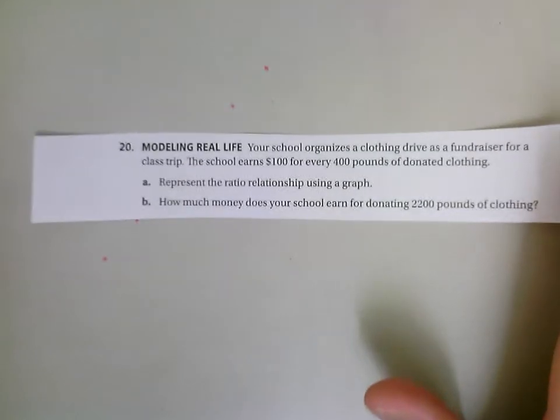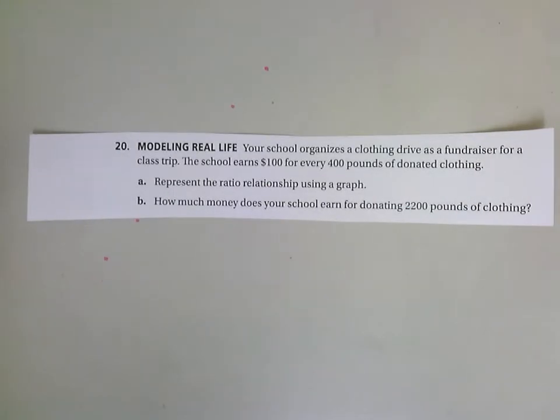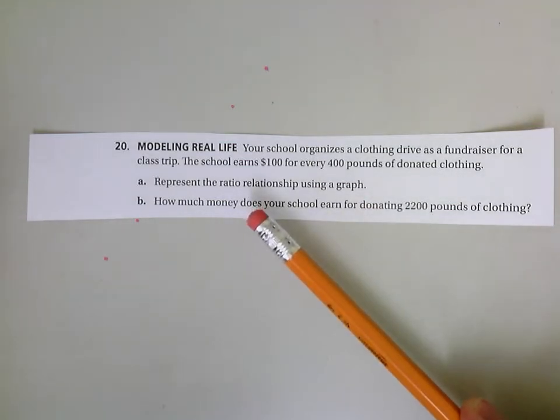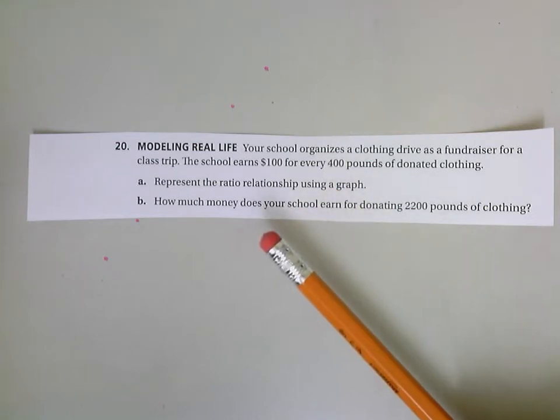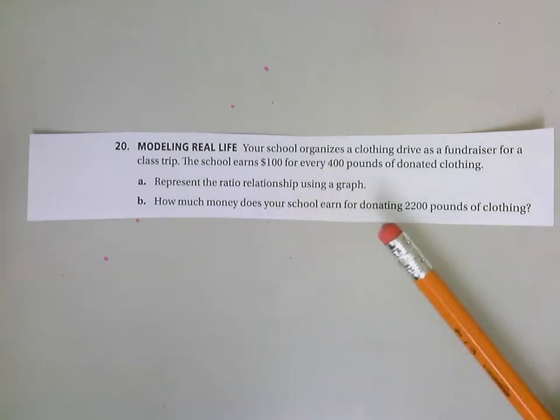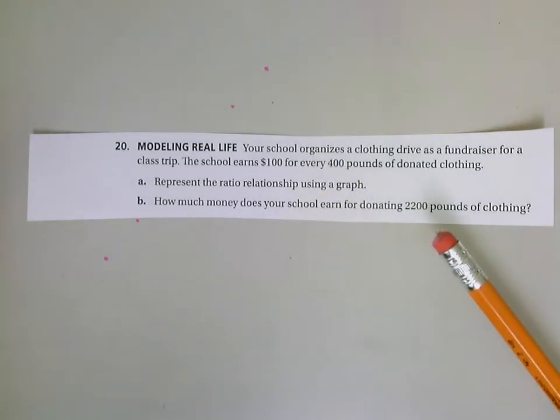All right. It says your school organizes a clothing drive as a fundraiser for a class trip. The school earns $100 for every 400 pounds of donated clothing. Part A says represent the ratio relationship using a graph, and B, how much money does your school earn for donating 2,200 pounds of clothing? All right, so let's focus on part A first.